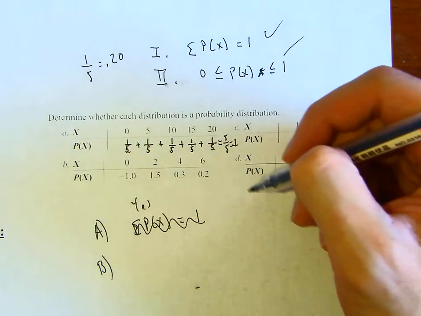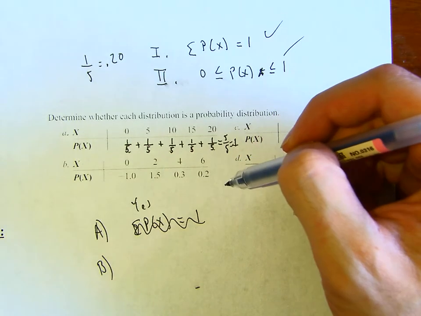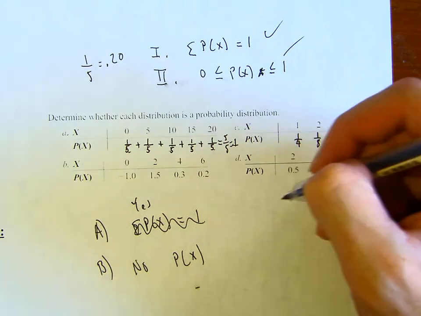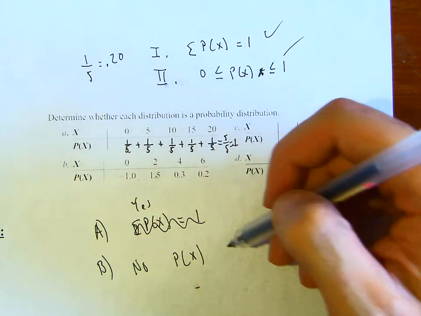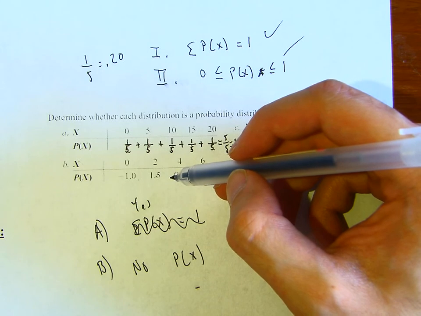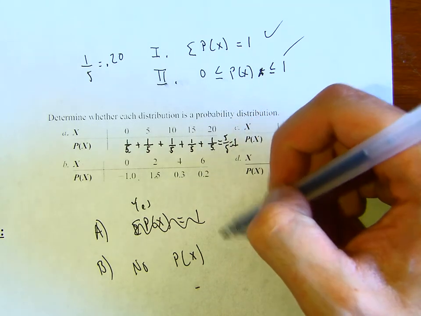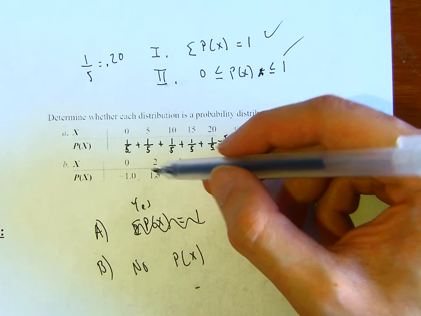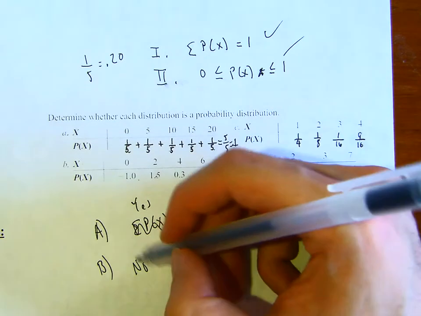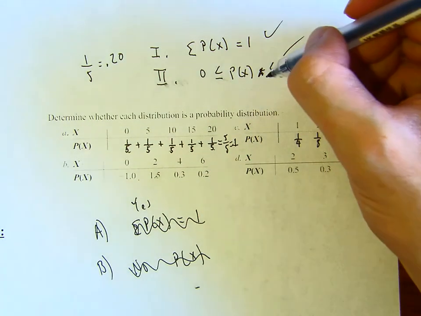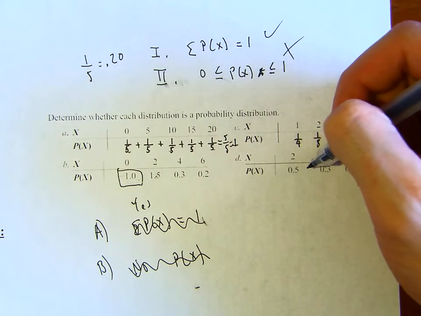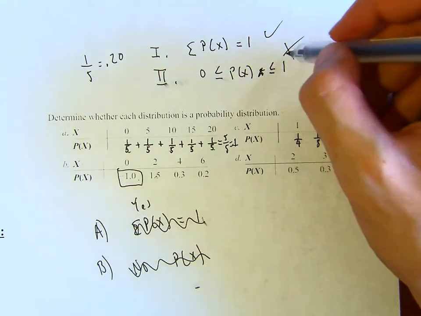What about letter B? Does letter B satisfy the conditions? No, for two reasons. Notice that if you added all of this up, you got P of X equals, what does it equal? Negative 1, 1.5. I'm sorry, I just spaced out for a second. Notice that one of the probabilities is negative. So already it fails the second one, okay? And so for letter B, it failed the second condition.